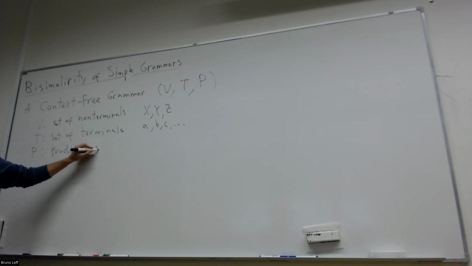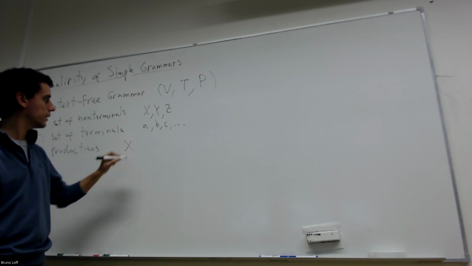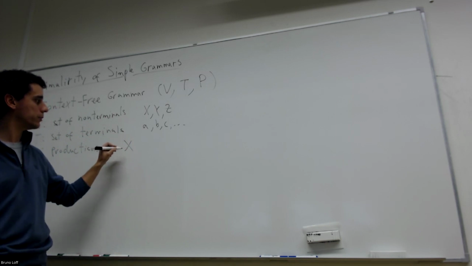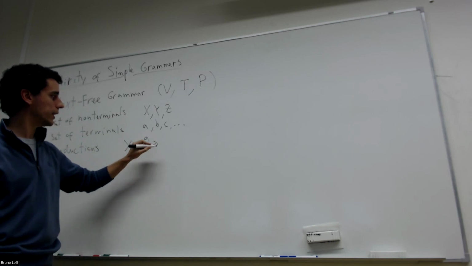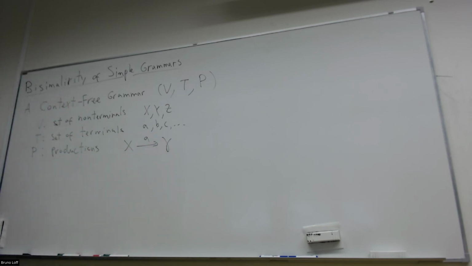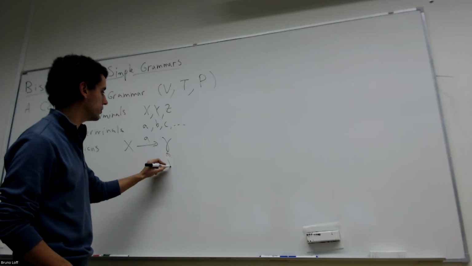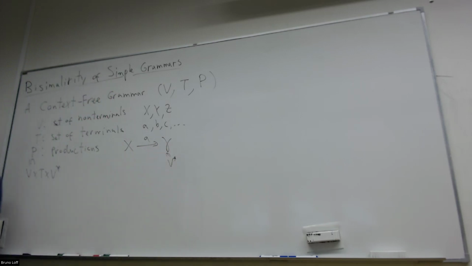And productions are essentially a triple which has a non-terminal X, a terminal A, and some word of non-terminals, gamma. So if you want, you can think of this as something in the set V times T times V star. So what is gamma? Gamma is a word of non-terminal symbols. So the point is that a non-terminal can generate a word of non-terminals. But there's some special structure here.